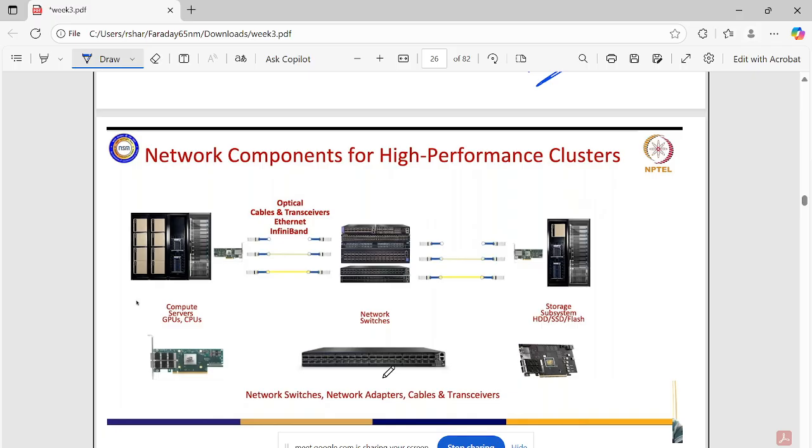So there is an element inside the compute node which is called a channel adapter, or a network adapter. There is an interconnect media, which is our cables, and there are switches, and this repeats till the destination.